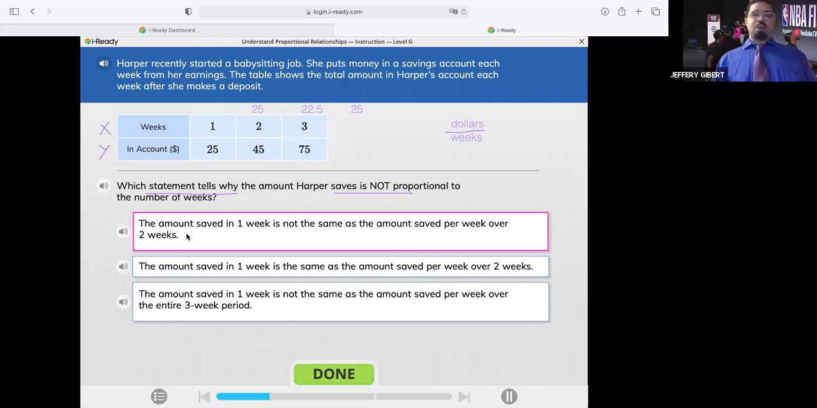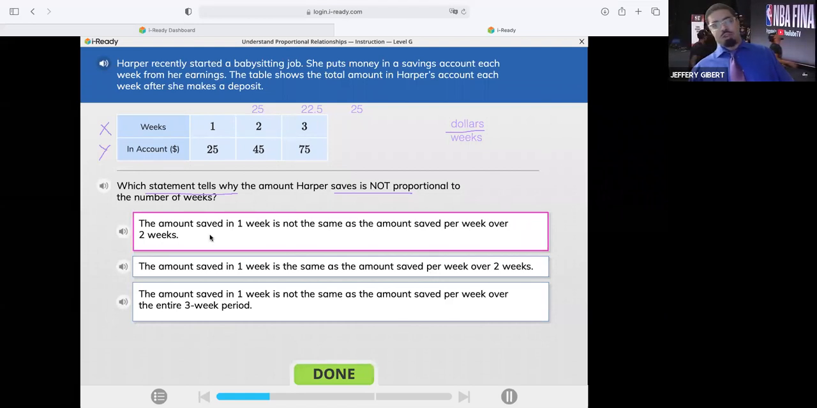So that's why they want you to pick the first one, because when you check the second week, it was different than the first one. So you don't even need to check the third week. You just know it's not proportional because the first two are different.